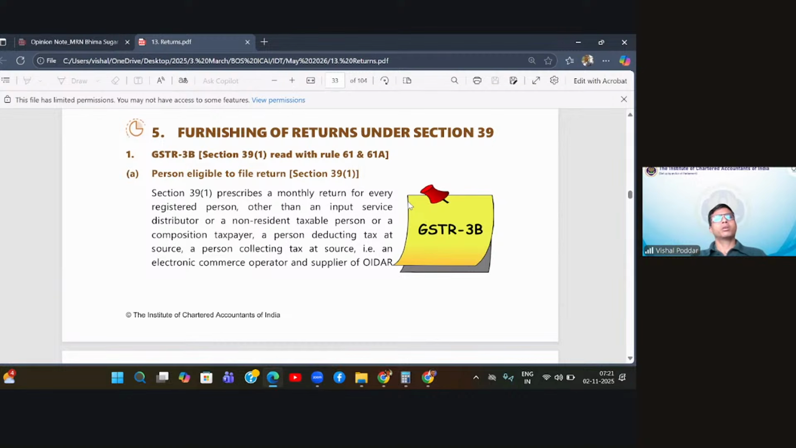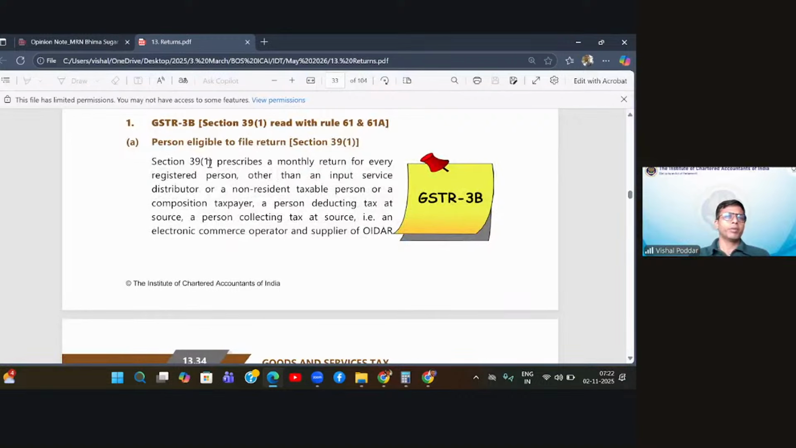Now we move on to the third part of our return. So GSTR 1 was the outward statement, GSTR 2A, 2B was your inward statement. Now you come to your final returns. Final returns are mentioned under 39.1, and as we discussed in the previous class, presently the final returns are for regular dealers, not for composition or ISD and others. For regular dealers, it is GSTR 3B. So it is said that 39.1 prescribes a monthly return. Now this will become quarterly for a few people.